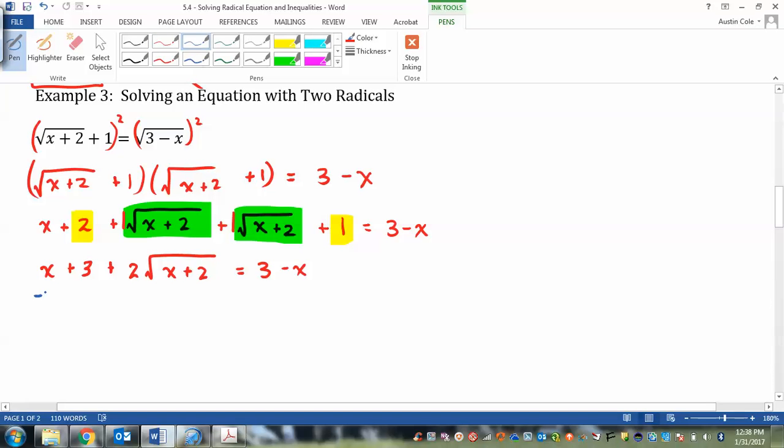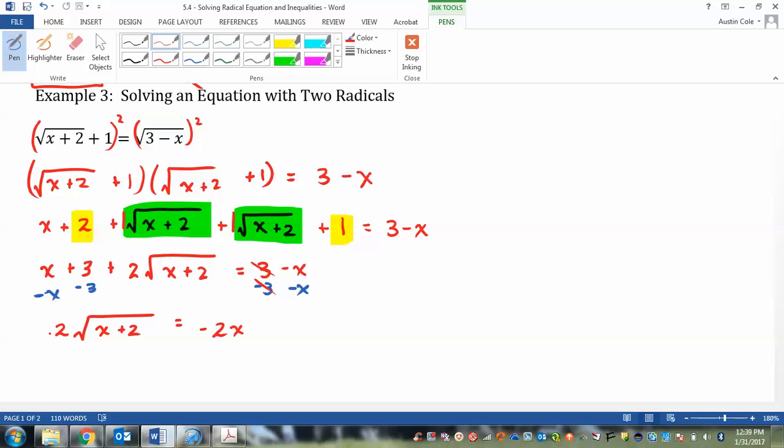So what I'm going to do is I'm going to minus x on both sides, and I'm going to minus 3 on both sides. So when I do that, I'm left with 2 times the square root of x plus 2 equals 3 minus 3, well those go away, equals negative x minus x is negative 2x. Now we squared? No, we didn't. At this point, you can do two things. We can either square both sides or we can divide by 2.